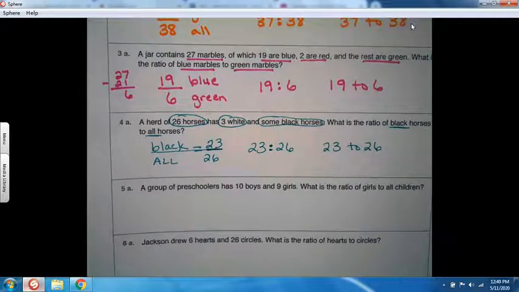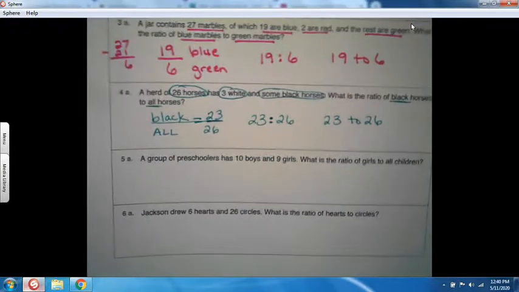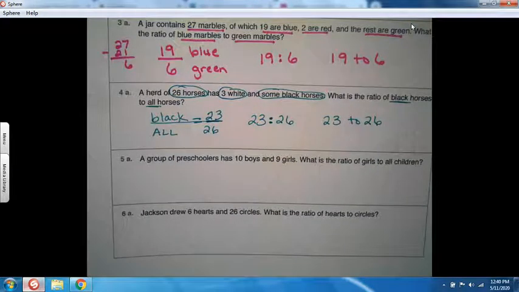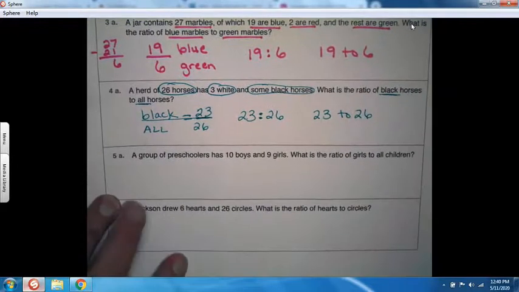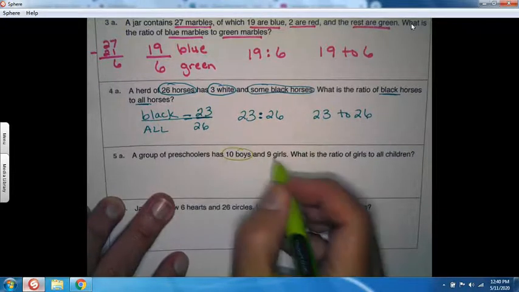Okay. 2 more really quick, and then we'll be done, and you guys should be ready to work on the worksheet for today. Okay, let's see. To green, because it'll be easier for you guys to see. All right, a group of preschoolers. Oh, back to our preschoolers. Has 10 boys and 9 girls. What is the ratio of girls to all children?